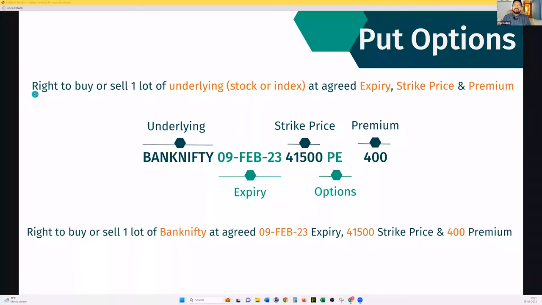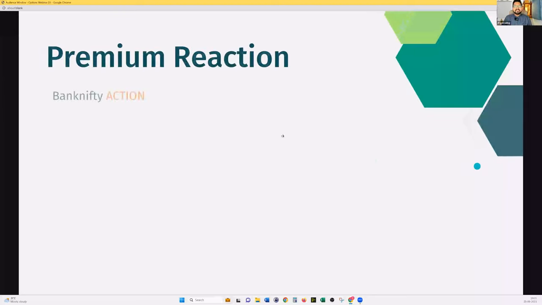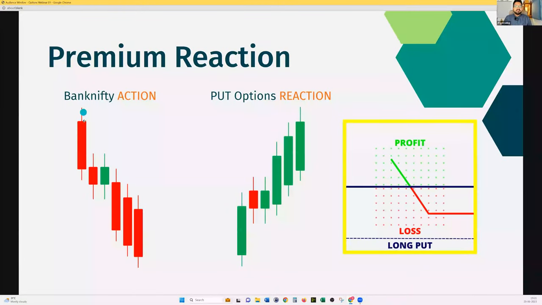Okay, so as per our definition, it's a right to buy or sell one lot of the underlying. It can be either a stock or an index at an agreed expiry, strike price and premium. Okay, so now you can see, what is the only difference over here? Instead of CE, right now we have PE, the put option. Okay, so now let me show you the reaction of the put option.